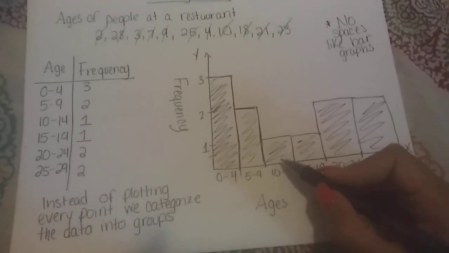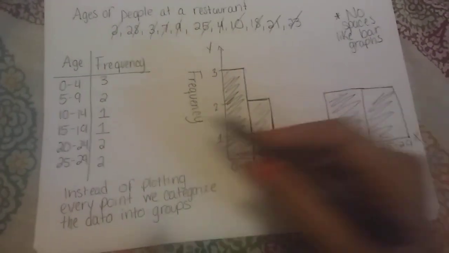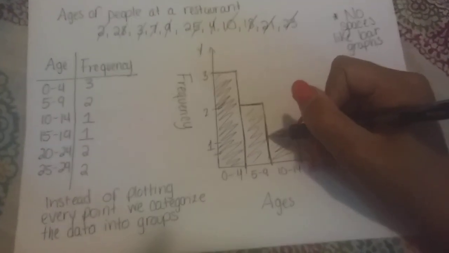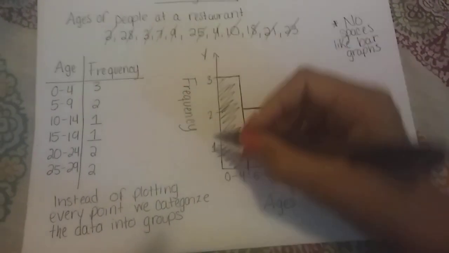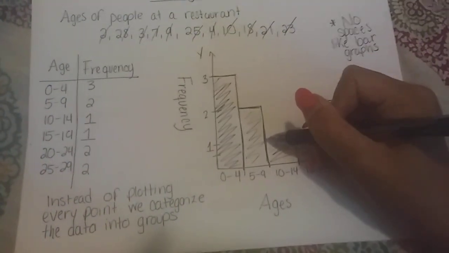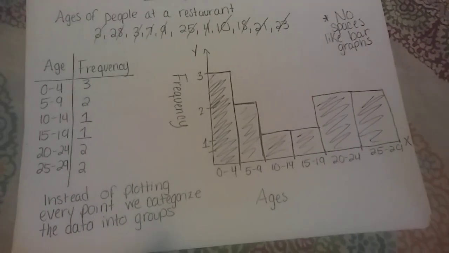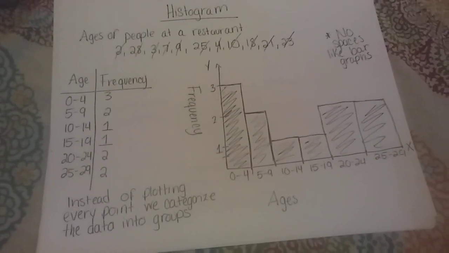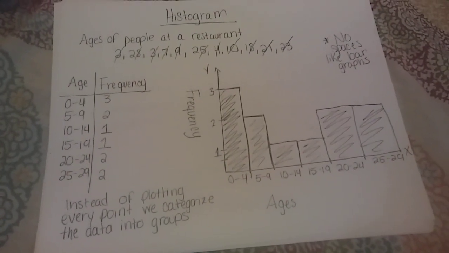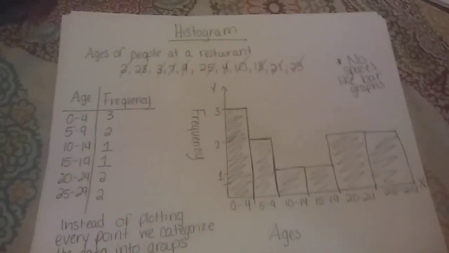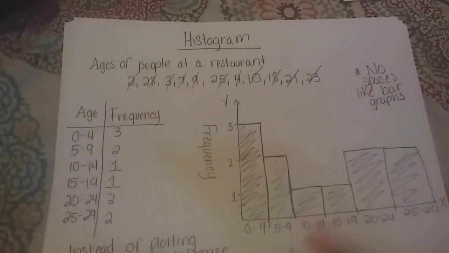Okay? We're going to do the same thing for 10 to 14. Go to the prior bar, connect it, make sure you're on 1 because the frequency is only 1. And you're going to do that all the way through. Okay? If you have any questions on this, go ahead and ask me or rewatch the video once again. But we're going to move on.